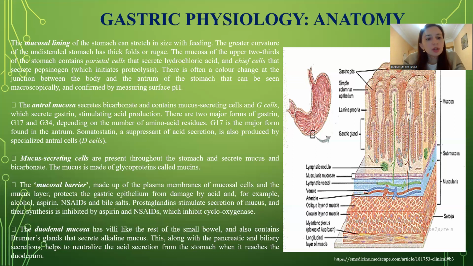The duodenal mucosa is really like the rest of the small bowel and also contains Brunner's glands that secrete alkaline mucus. This, along with the pancreatic and biliary secretions, helps to neutralize the acid secreted from the stomach when it reaches the duodenum.